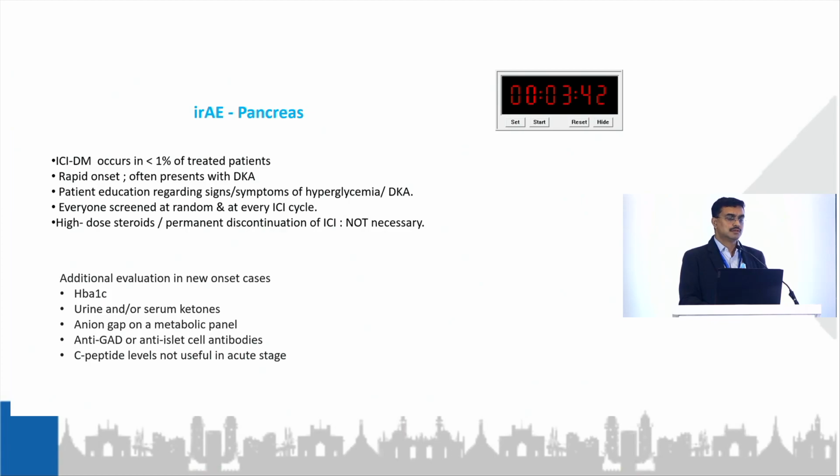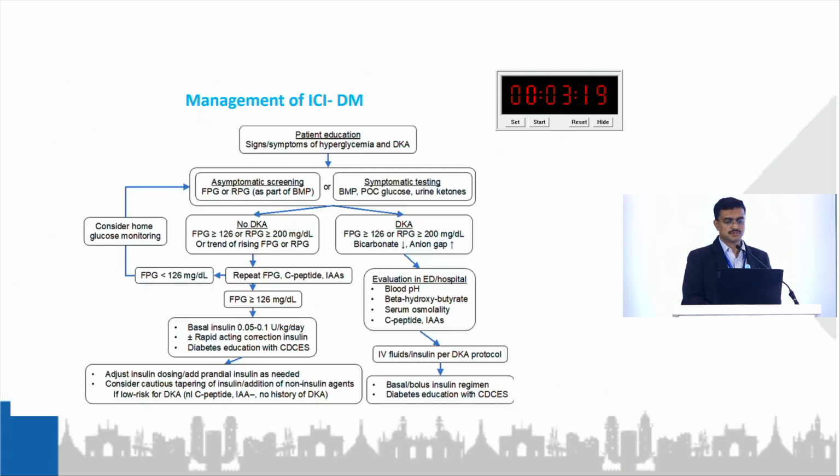Pancreas. The onset of diabetes as a side effect of this group of drugs is quite rare, less than 1%, but when it happens, it happens quite fast, and you need to treat it almost like type 1 diabetes. You may have to do additional evaluation in the form of A1C and anion gap, and if the ketones are positive, you may have to treat it just like diabetic ketoacidosis in any other patient. You may look at anti-GAD antibodies to see whether it is autoimmune mediated.